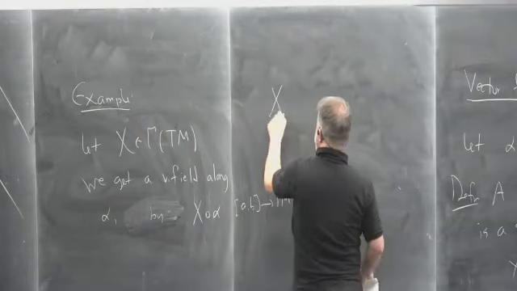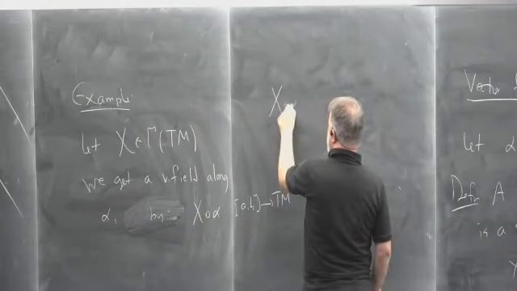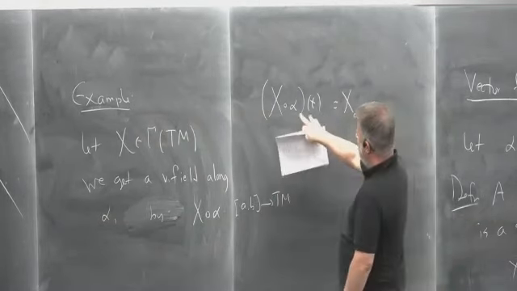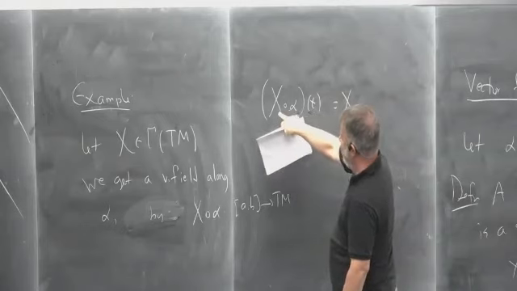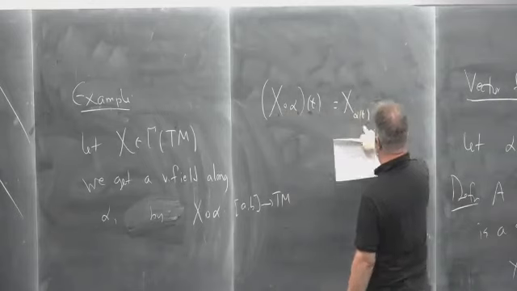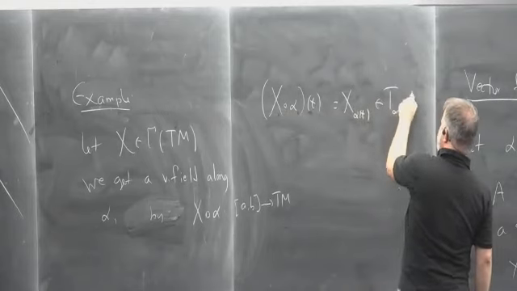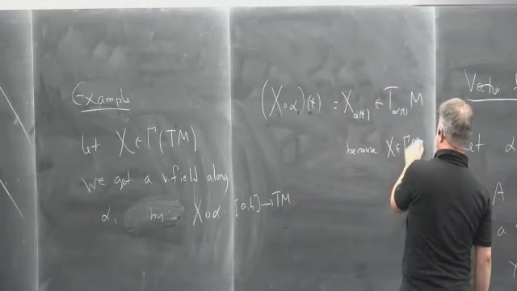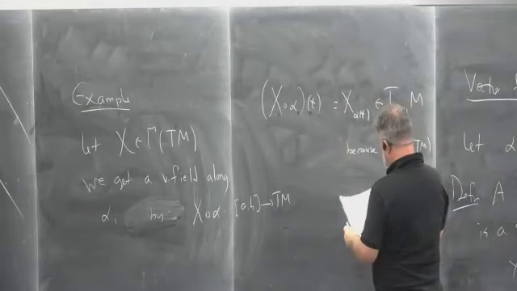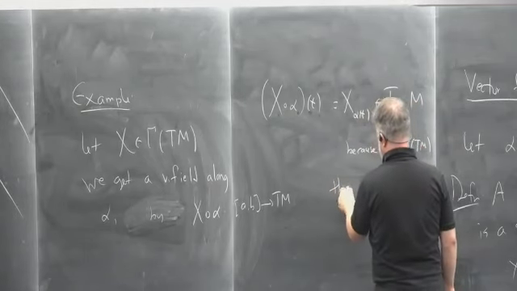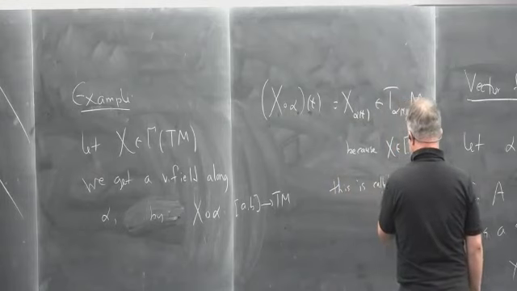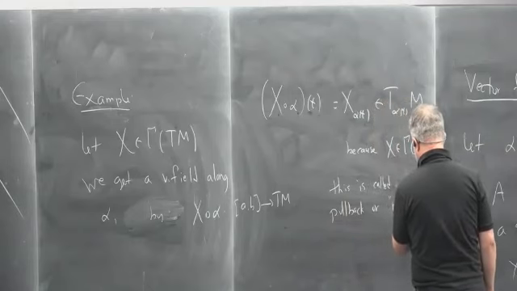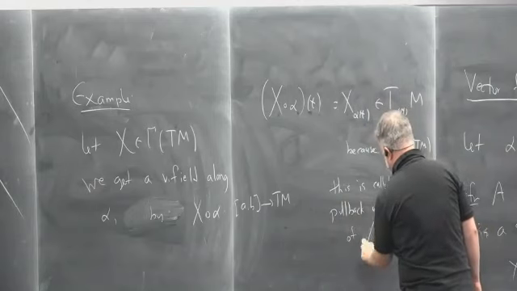Why does this work? Because first of all, alpha and X are both smooth maps, so the composition is smooth. And if I compute X composed with alpha of t, that's X at alpha of t. I first apply the map alpha to t, I get the point alpha of t, and I evaluate the vector field X at that point, which I write as a subscript. And this is in the tangent space at alpha of t of M, because X is a vector field, a section of the tangent bundle. So this is called the pullback or restriction of X to the curve alpha.